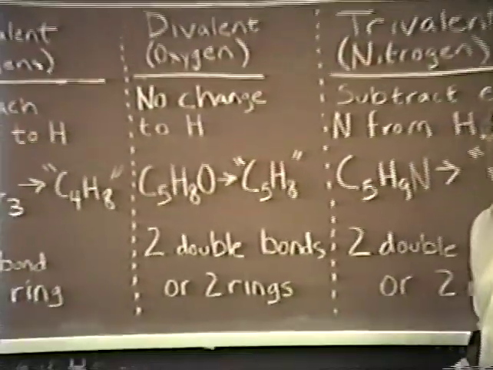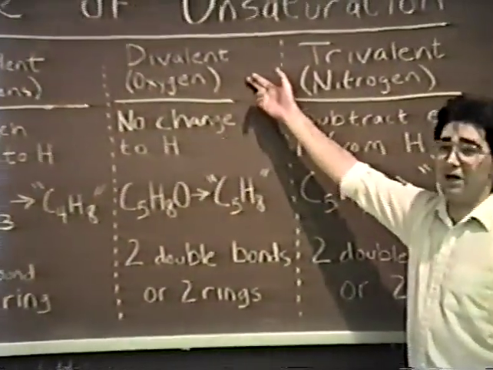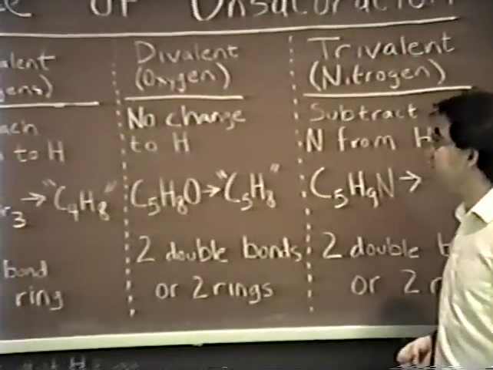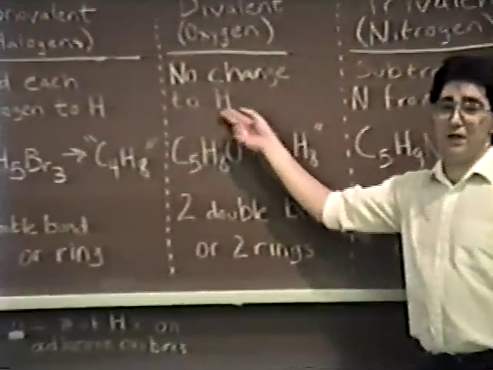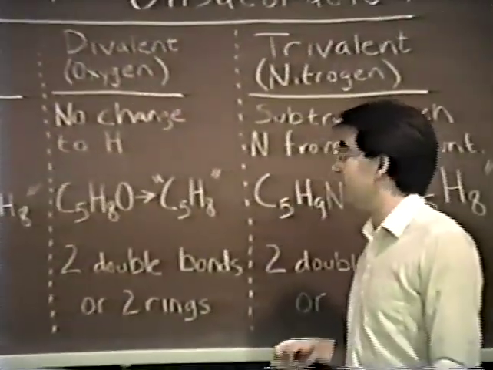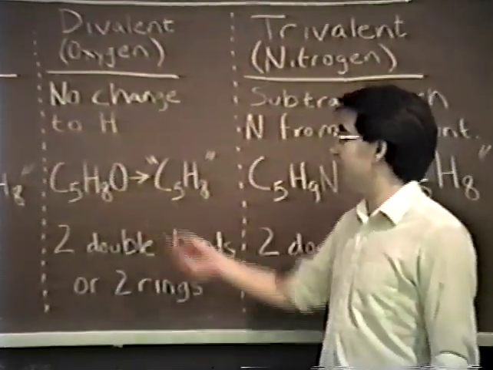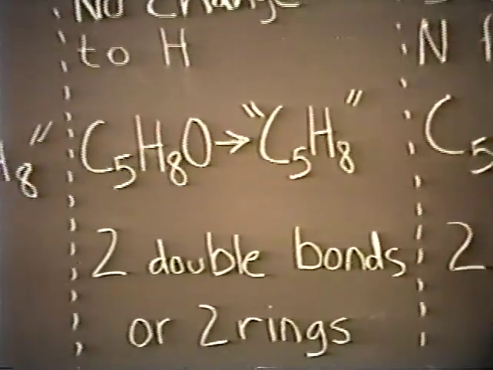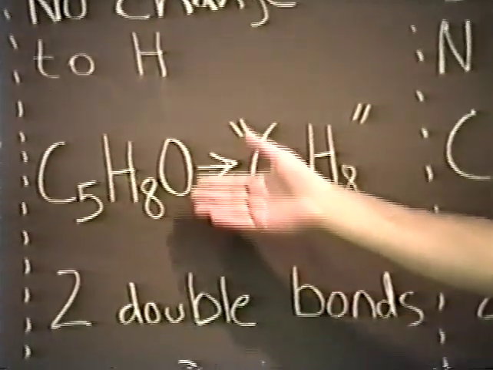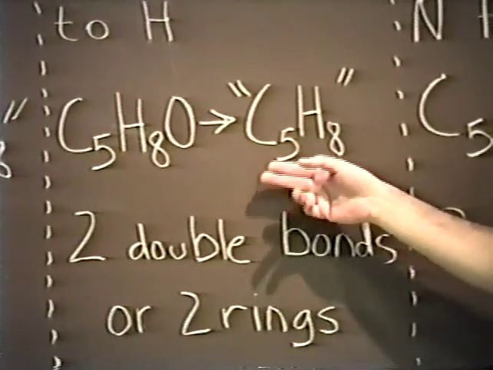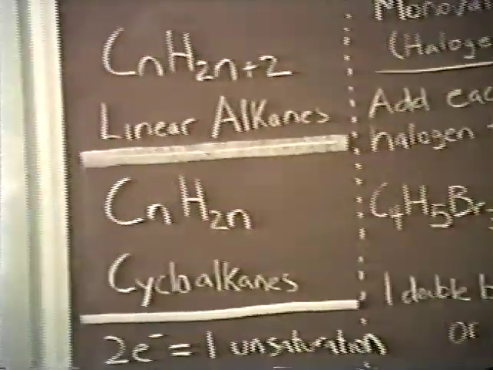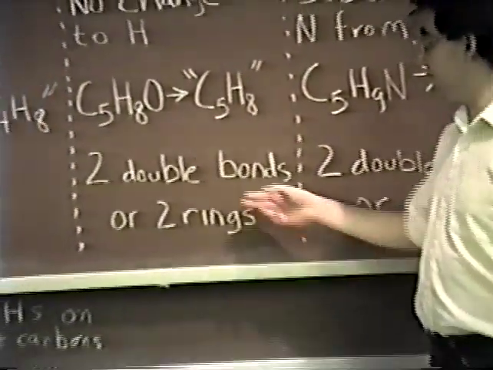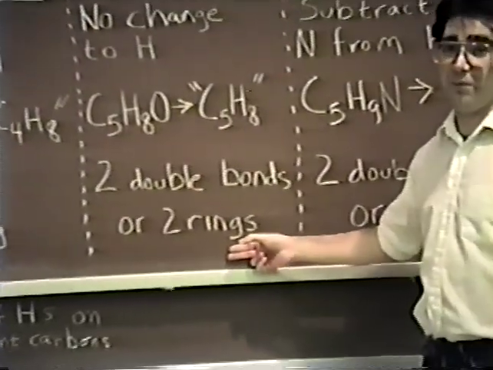Next, we're going to look at divalent compounds, compounds which contain oxygen, for example. When you do your hydrogen count for this, there's not going to be any change to the hydrogen count for each oxygen that you encounter. A good example would be C5H8O. In that case, I don't count the oxygen, so I just have C5H8. And once again, if I look over there, I'd be missing 4 electrons. If I'm missing 4 electrons, then I've got either 2 double bonds or the formation of 2 rings.